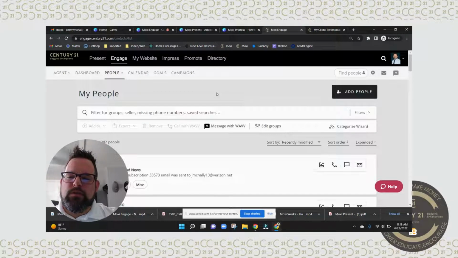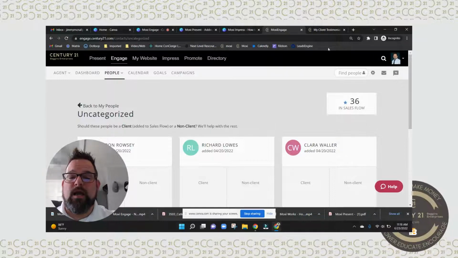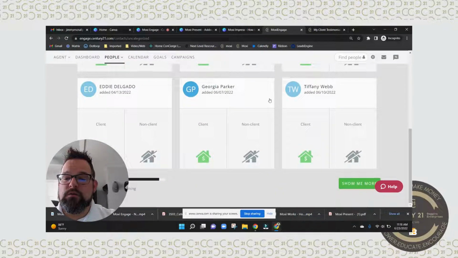What I would recommend to do is I want you to come down here, and on the right-hand side, you're going to see something called Category Wizard. And this is where I would spend time identifying all those people that are in your Moxi and identifying if they're a client or not. So you're going to click Category Wizard, and what's going to happen is you're going to have 6 potential clients or people that are going to pop up at a time. Okay? You can see this here.